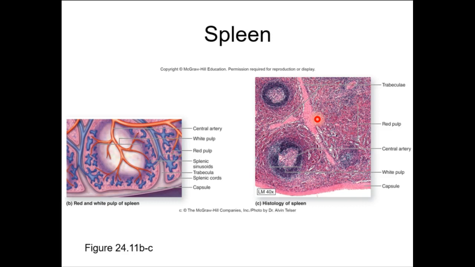White pulp and red pulp. White pulp is about white blood cells, and red pulp is going to be where that actual filtering, that's the venous supply, that's going to be where we're really going to have the destruction of the red blood cells.